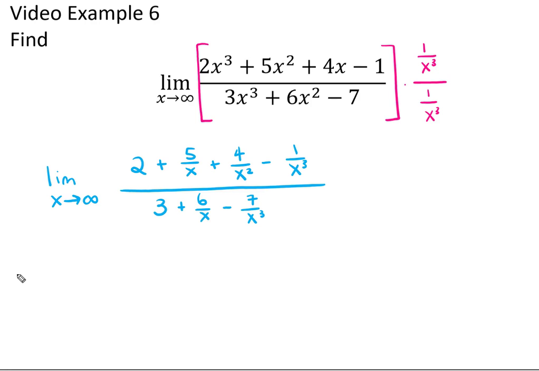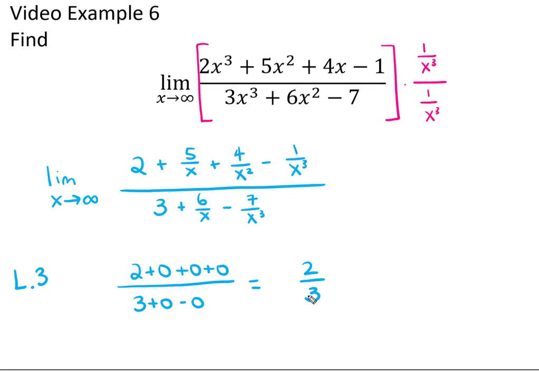Our limit rule, or limit property 3, tells us that we can take the limit of each of these individually, and so then that's the constant rule, and then this is going to be 0, that's going to be 0 squared, that's going to be 0 cubed, and so basically we end up with 2 plus 0 plus 0 plus 0 over 3 plus 0 minus 0. And so you end up with the limit being 2/3. You can always do this anytime you have the limit going to infinity. You can simplify this and make it into something that we can figure out.